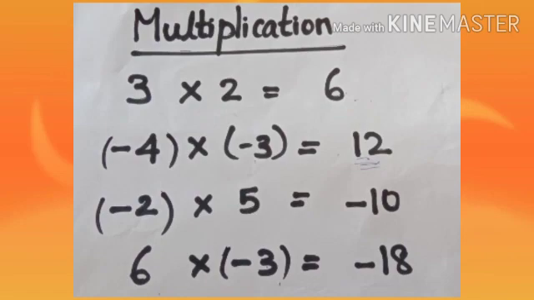Here is the rule. If you multiply any two positive numbers, we get the product in positive. Next one, if you multiply two negative numbers, we get the product in positive. Next, if you multiply one negative and one positive number, the product will be in negative. And last one, if you multiply one positive and one negative number, same, the result will be in negative. These are the rules of multiplication.